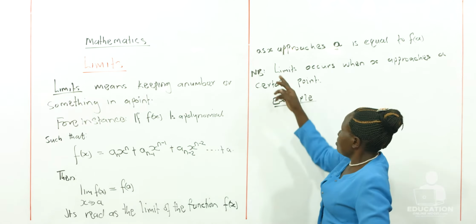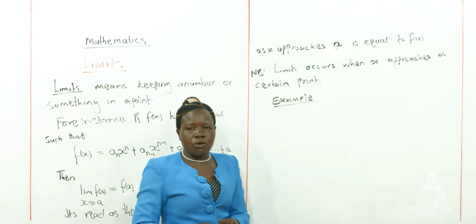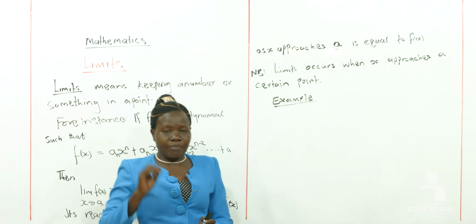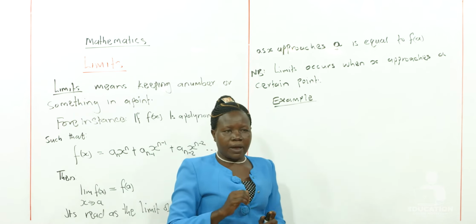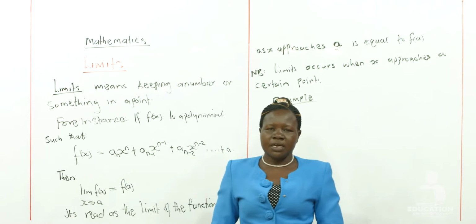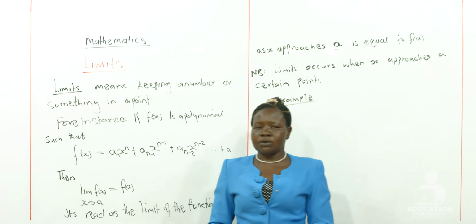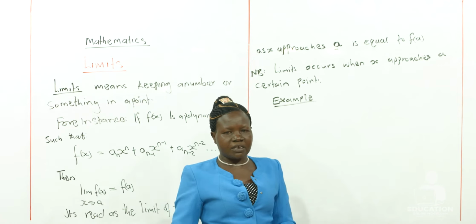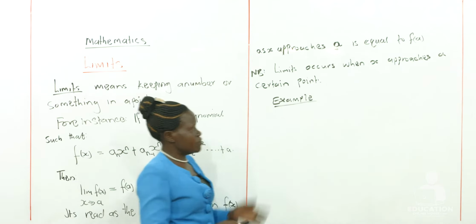Now, NB, what you are supposed to take note of is that limits do not occur just anyhow. It only occurs when x is approaching a certain point. Let us assume I have a child and I've been paying school fees for this child. When I get a problem where I can no longer raise money, this child will not go to school. So she will always be referring that I'm not going to school because my mom has no money. So this is what it means.